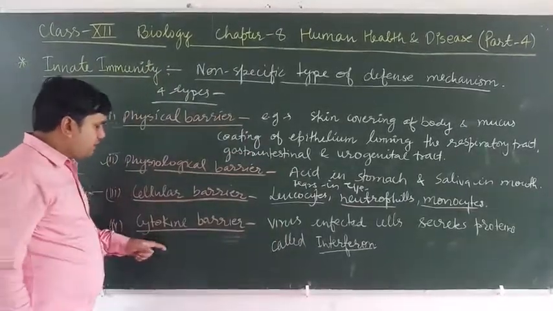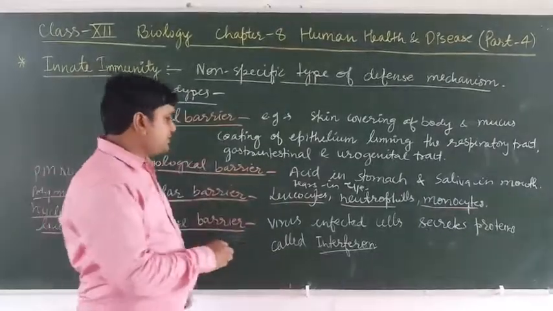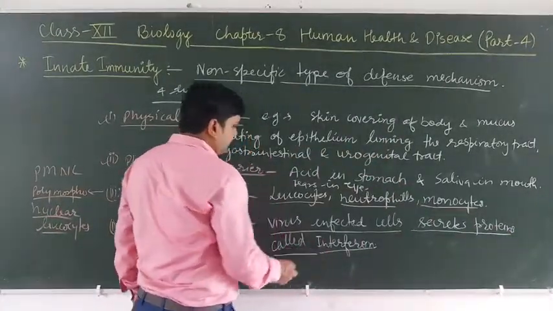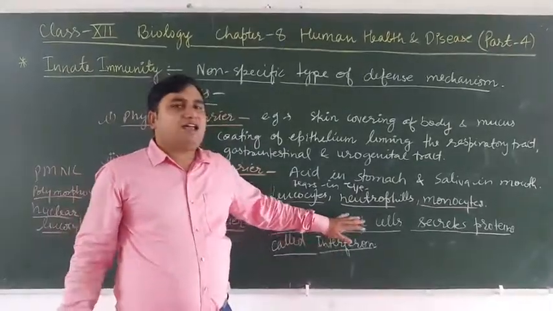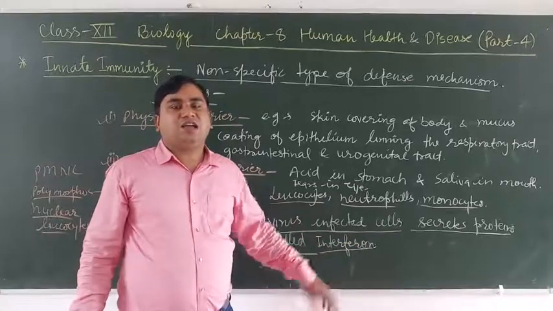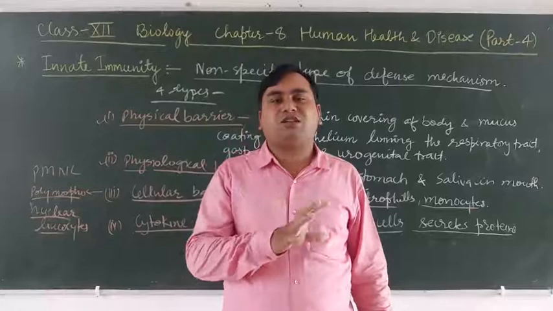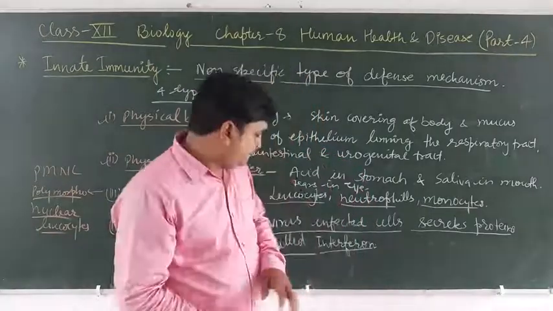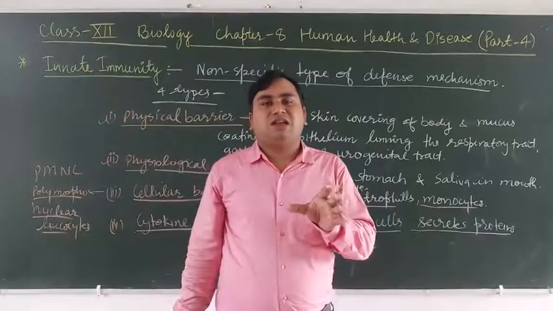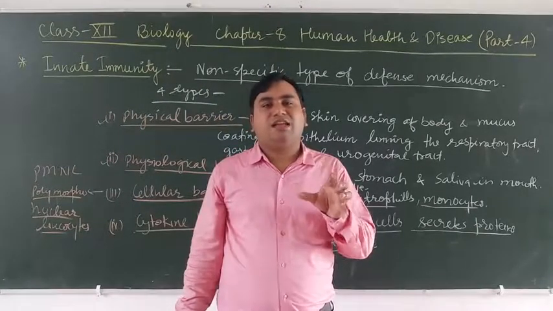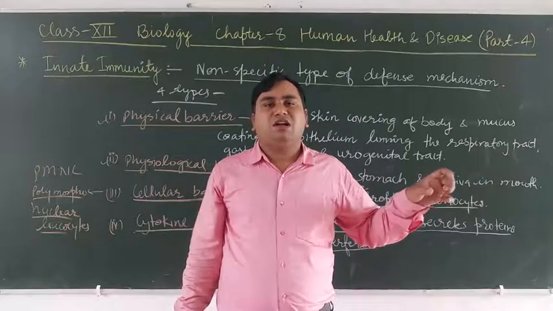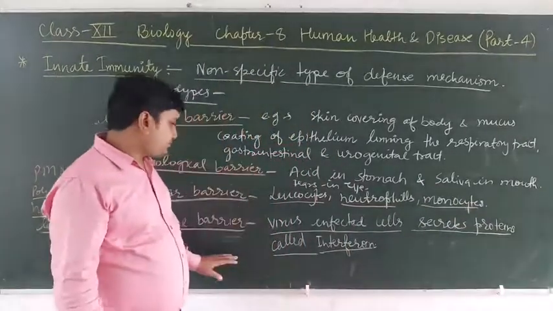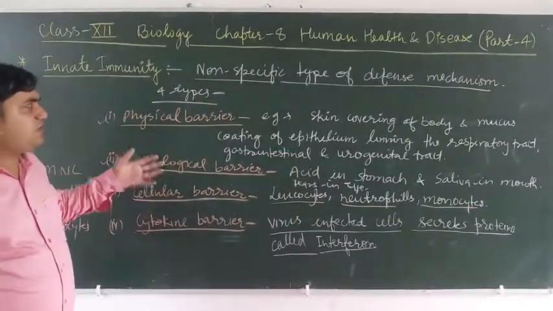And the last one is the cytokine barrier. Viruses infect the cell, and our body secretes a protein called interferon. Interferon is a group of signaling proteins that protect the body from different disease-causing microorganisms, that is pathogens. Once again, interferon is a group of signaling proteins that protect the body of the organism from different disease-causing microorganisms or pathogens. These are the four types of barrier of innate immunity.